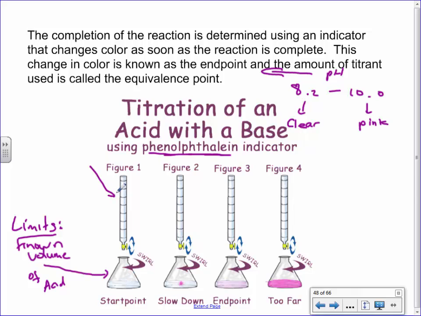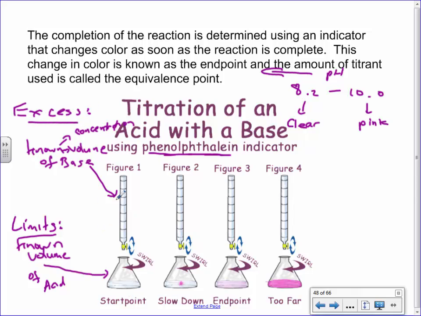Now, in the top, in the burette, you're going to put a known volume of a base. But not only are you going to know this volume, you're also going to know its concentration. I'll show you in a second why you need to know its concentration as well. But we're going to know the volume and the concentration of a base up here. And this is going to be what's going to be excess.